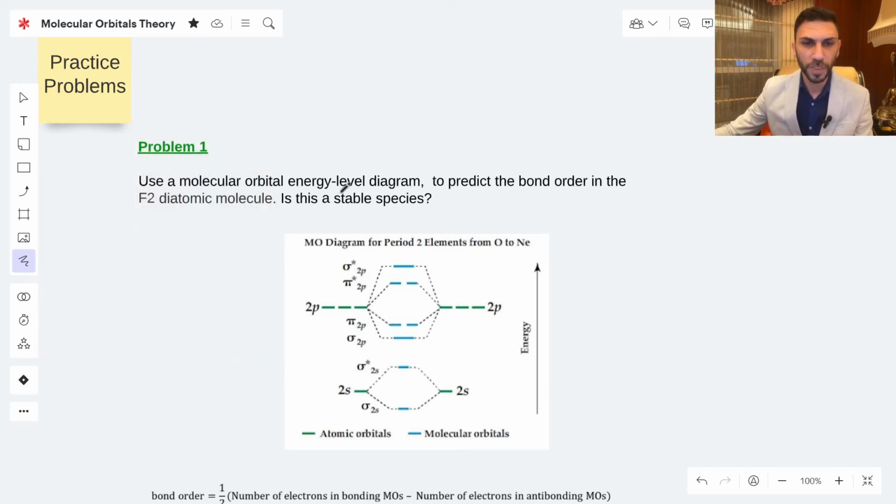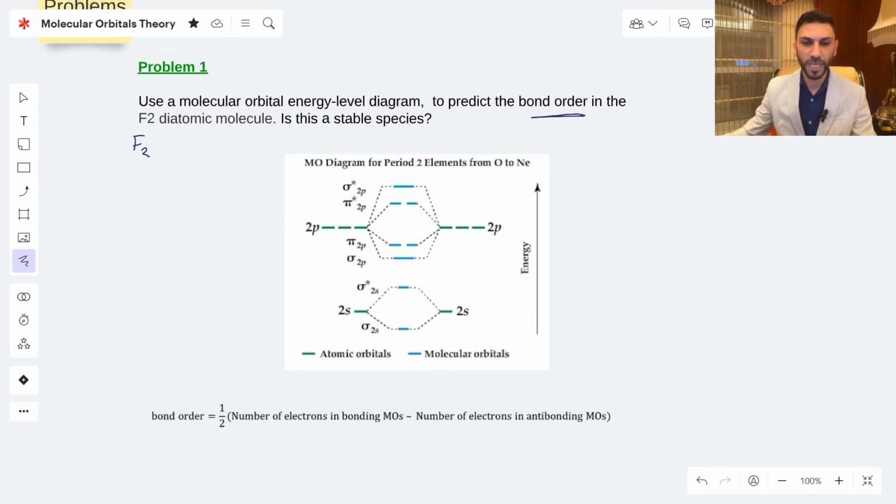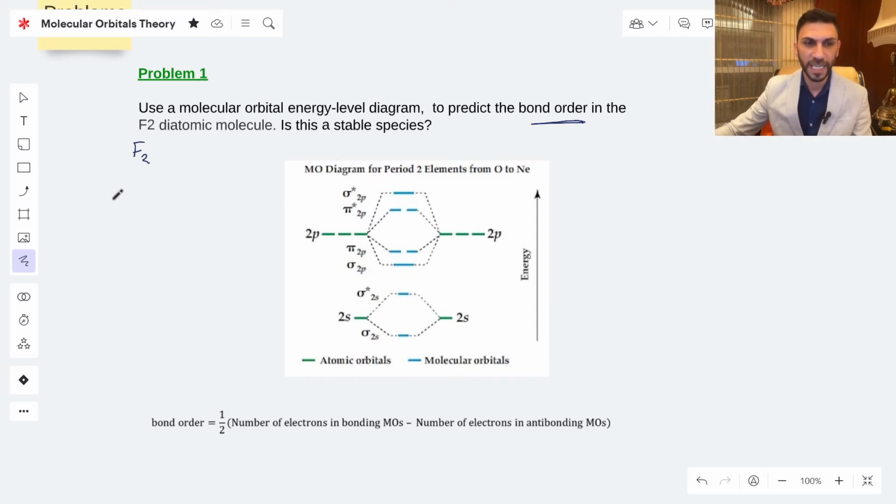Use a molecular orbital energy level diagram to predict the bond order in the F2 molecule or diatomic molecule. Is this a stable species? All right, let's check. Now we have this bonding orbital, and F has 9 electrons. It's greater than 8, and the electron configuration should be 1s2, 2s2, and 2p5. That means in 2s we have 2 electrons, and in 2p we have 5 electrons.